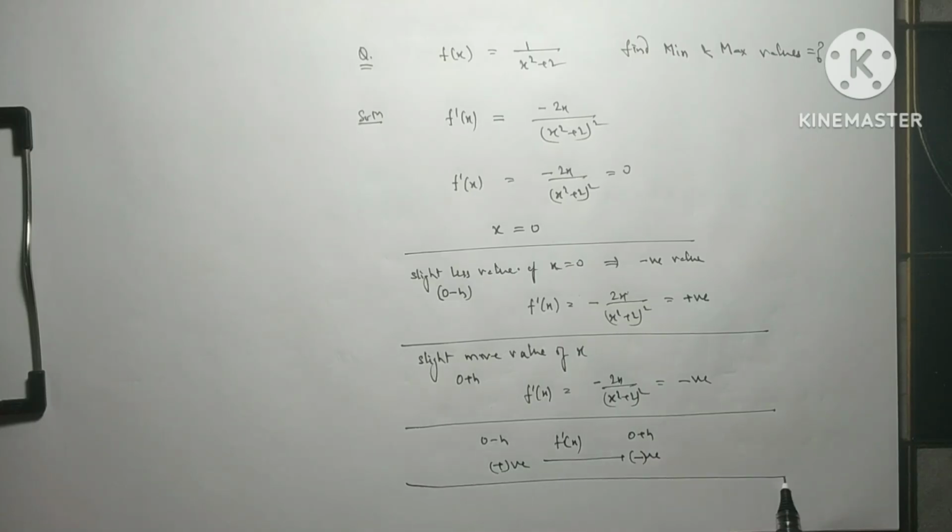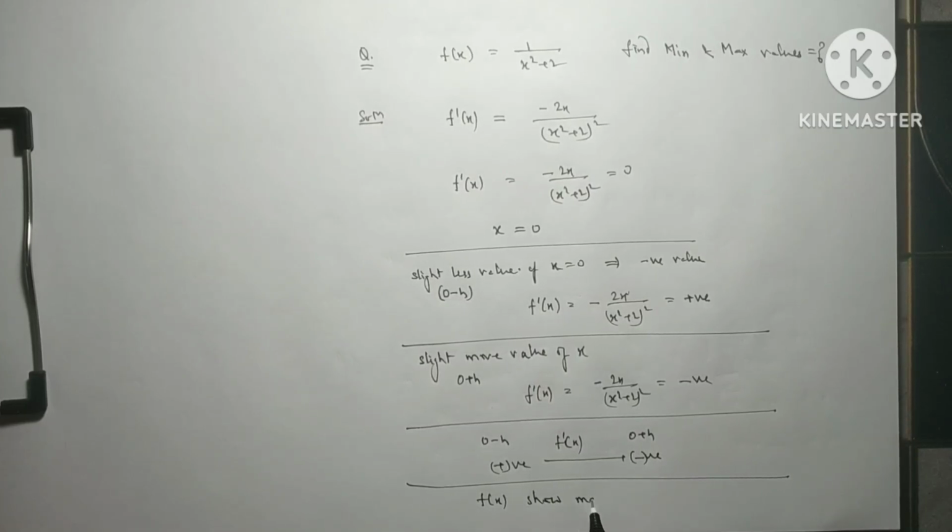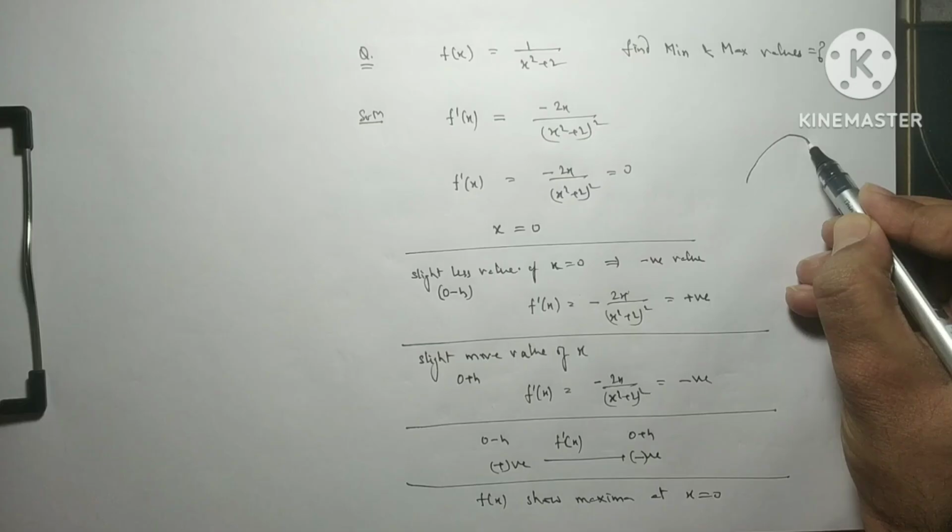So it shows maxima. The function shows local maxima at x equals 0. This means the nature of the curve changes from increasing to decreasing, just like this.